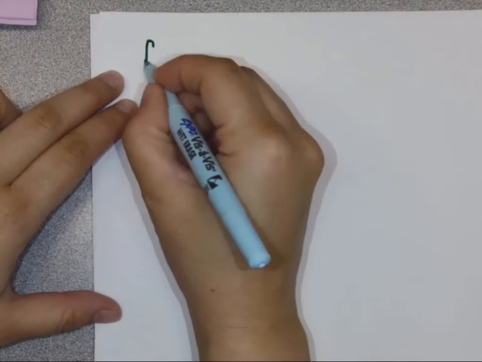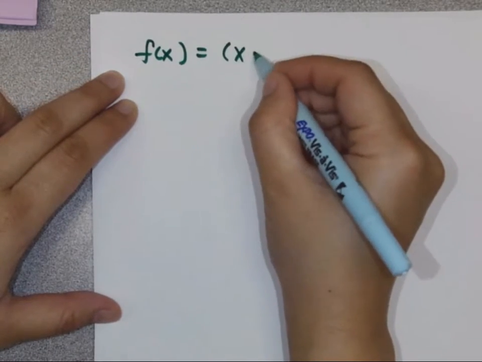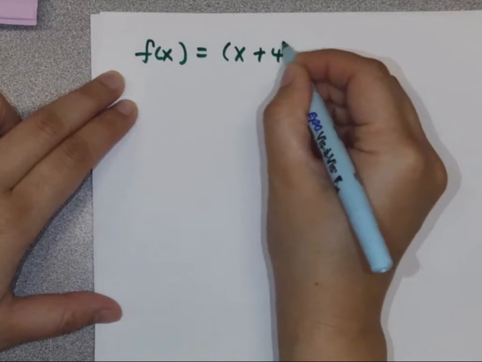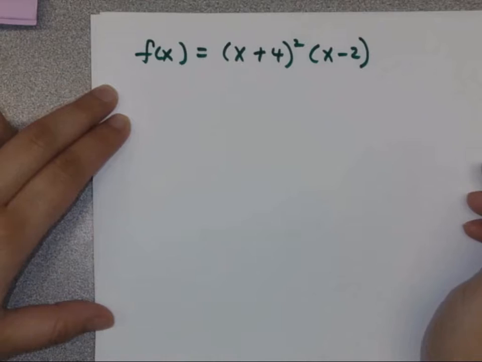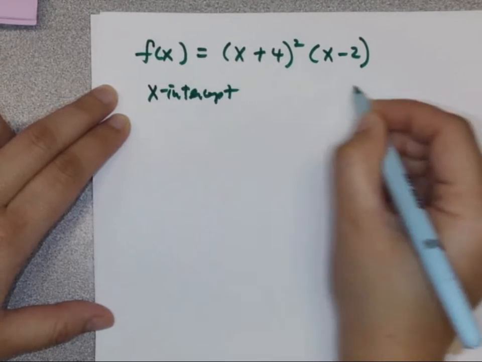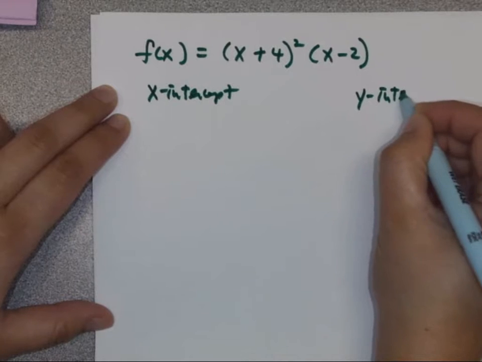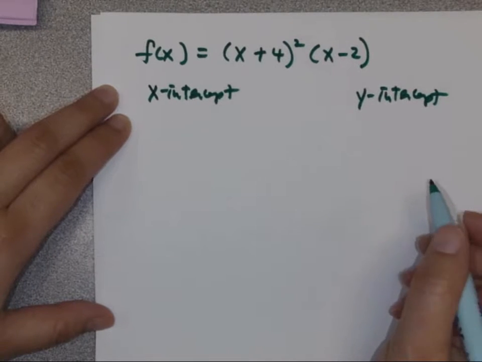f of x equal to (x plus 4) squared times (x minus 2). We want to be able to find the x-intercept and the y-intercept and then graph it.